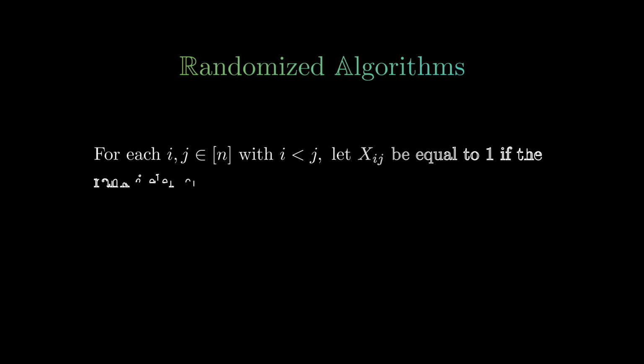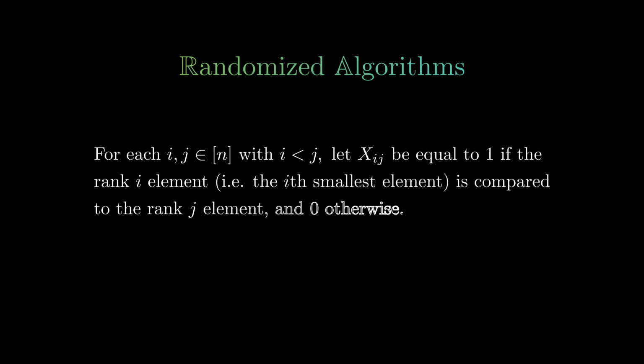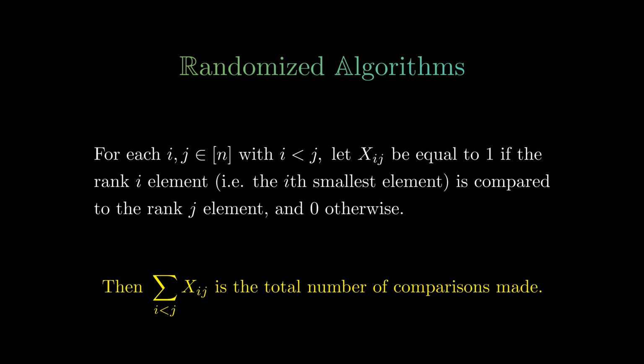For each i and j between 1 and n with i less than j, let xij be equal to 1 if the rank i element, that is, the ith smallest element, is compared to the rank j element, and 0 otherwise. Then the sum of xij represents the total number of comparisons made by the algorithm, hence the running time up to a constant factor. We are interested in the expected value of this sum.